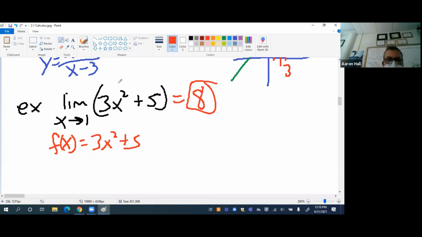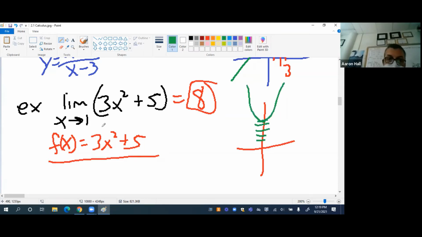In fact, we know what the transformation of this is, right? What does this 5 do? Yeah, we have 1, 2, 3, 4, 5. So we have a parabola like this. What does this 3 do? How much does it vertically stretch? By a factor of what? Yeah, a factor of 3. So there's no hole. It's just a quadratic.